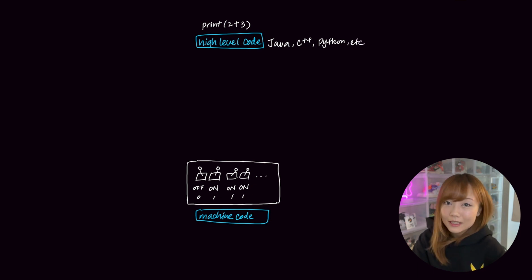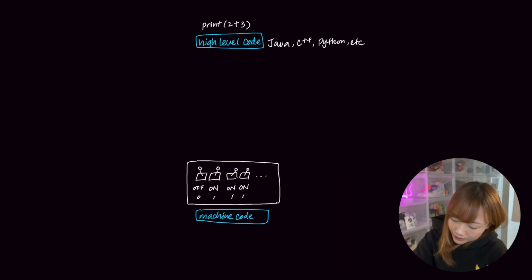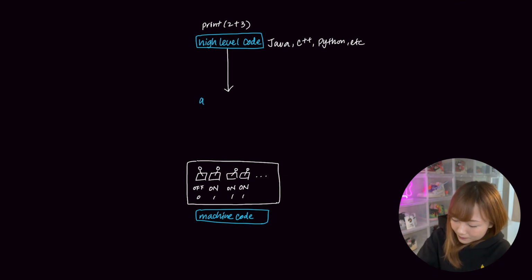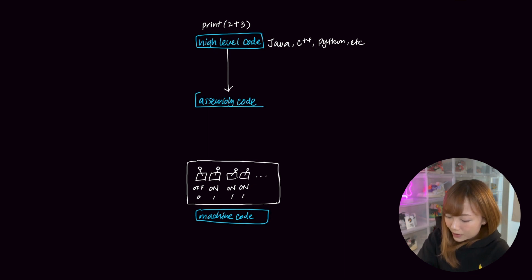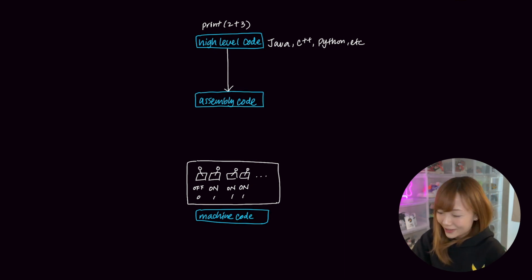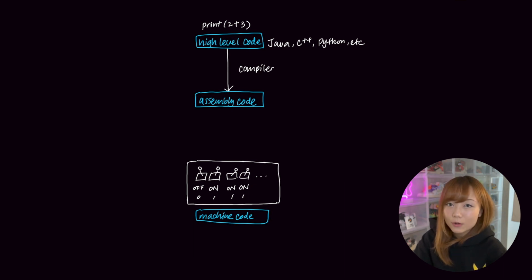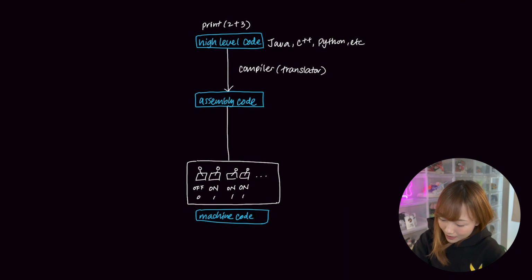The high-level code is eventually translated into machine code, but first through an intermediary layer of code called assembly code. Assembly code is still somewhat readable by humans compared to pure zeros and ones. And the translation is done by something we call a compiler. A compiler is a special program that translates one programming language into another programming language, like a translator. The assembly code is then further translated into machine code by another compiler.